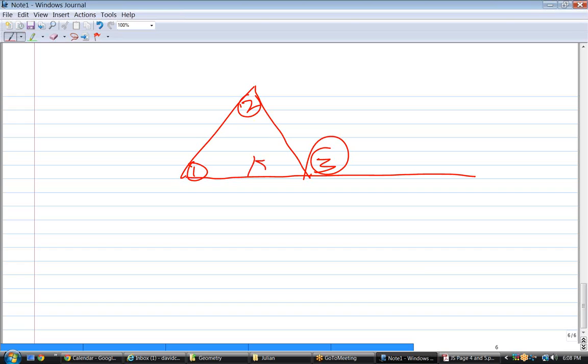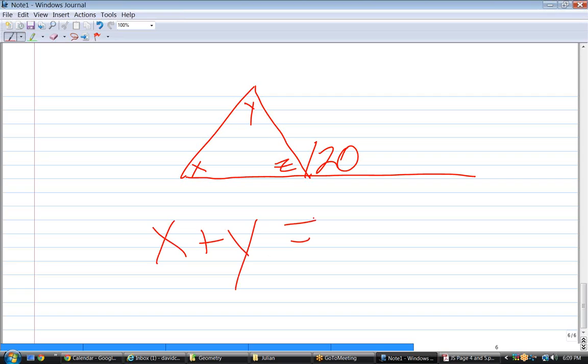Because I know this is 180 minus 3 automatically. And then I can figure out everything from there. But it does save a step or two if you're given a problem like that. It's 120 degrees. We've got angles X, Y, and Z. What is X plus Y equal to?